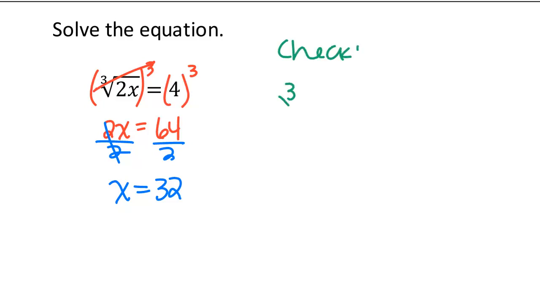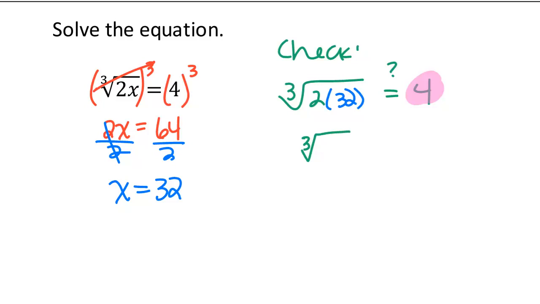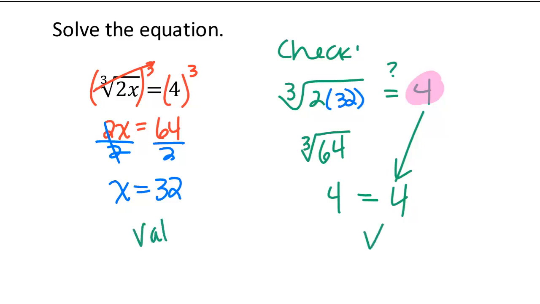So if we check it, the cube root of 2 times 32, does that equal 4? Remember, do not do anything to the 4. Leave the 4 alone. Just simplify and see if it equals. So what is 2 times 32? 64. And the cube root of 64 is 4. Did that equal 4? Yes, so it's valid. Okay? All right, awesome.